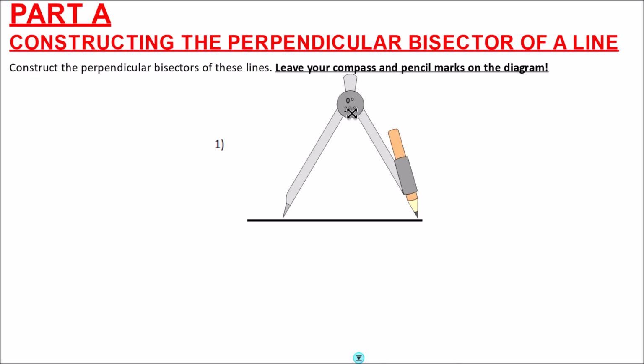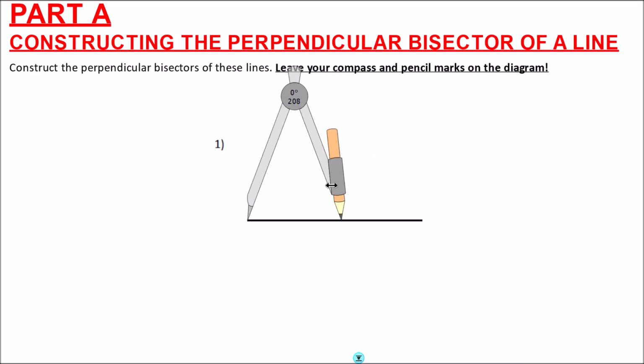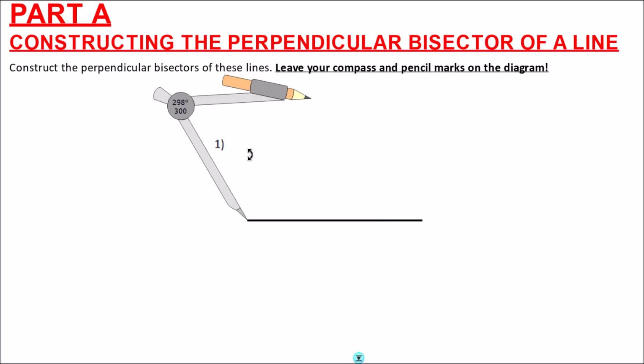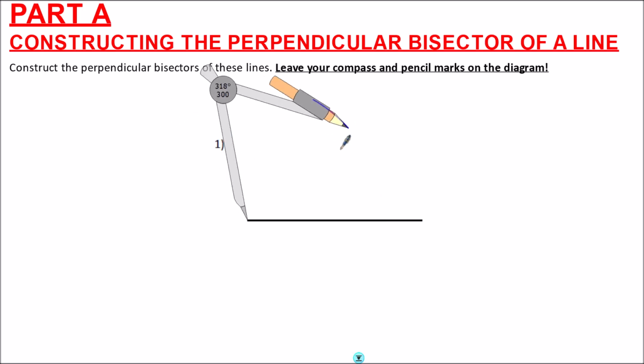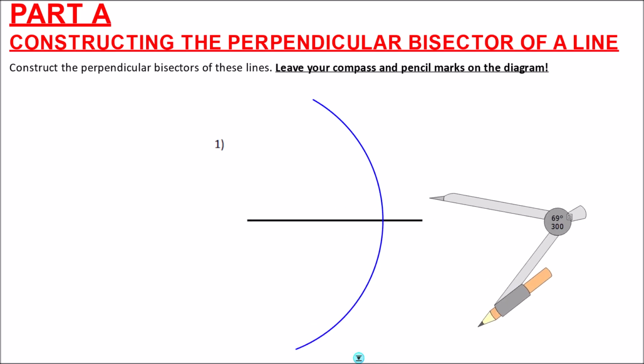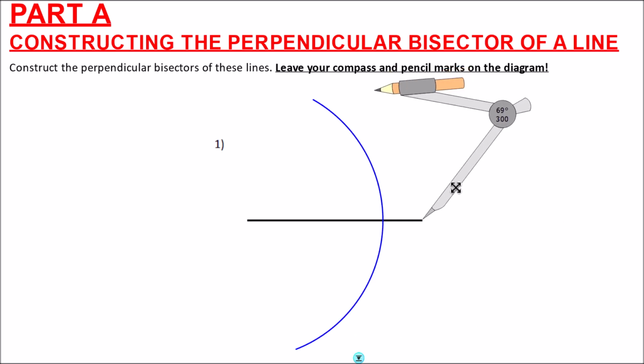Now the way we do this is we put the compass needle on one end of the line here and make sure the compass width is at least about 2/3 or 3/4 along the length of the line. Once you've done that, we do a big curve going above and below the line, like so. Then I'm going to swap the compass needle over to the other end, and we're going to do the same thing from the exact opposite end of the line.